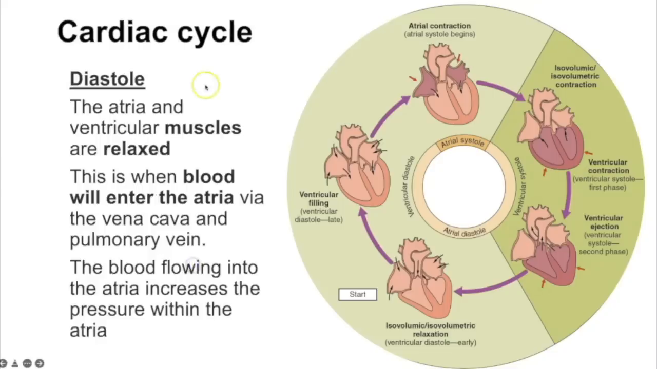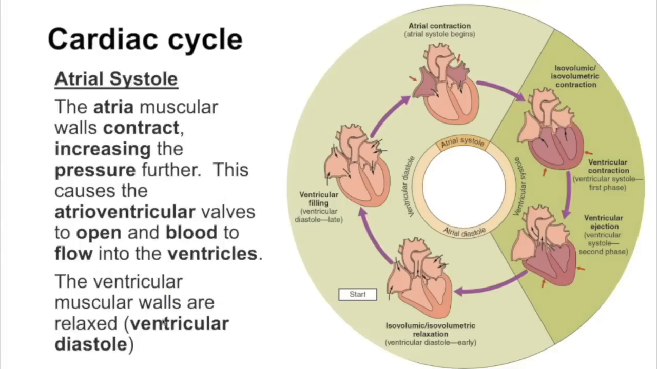And we're going to go through what happens at each stage. So in diastole, the atria and ventricle muscles are relaxed. And this is when blood will enter the atria through the vena cava and the pulmonary vein. And the blood flowing into the atria then causes an increase in the pressure, because we've now got a larger volume of liquid there. Then we get atrial systole occurring, and that is when the atria muscles contract, and that increases the pressure even more in the atria.